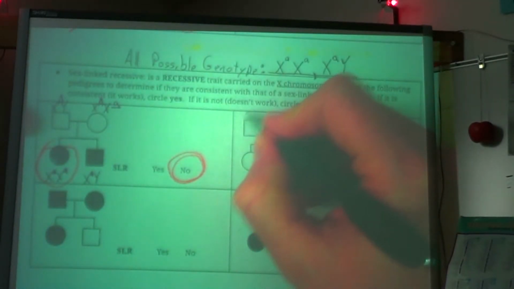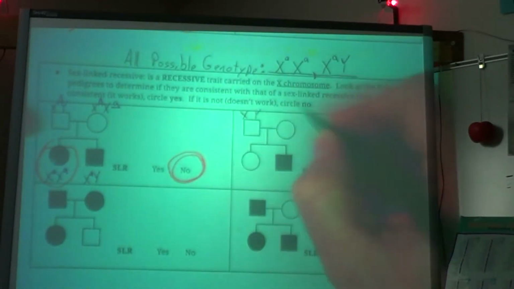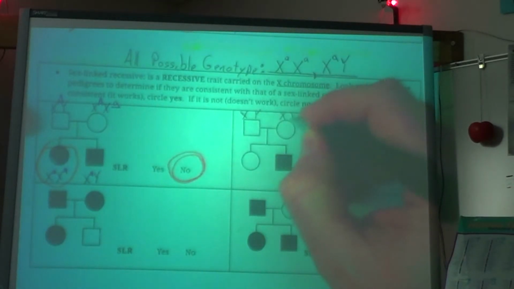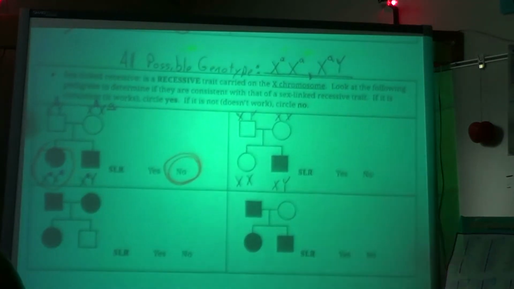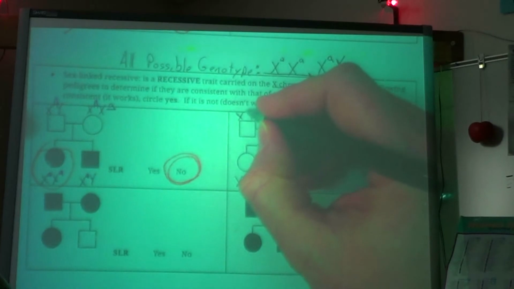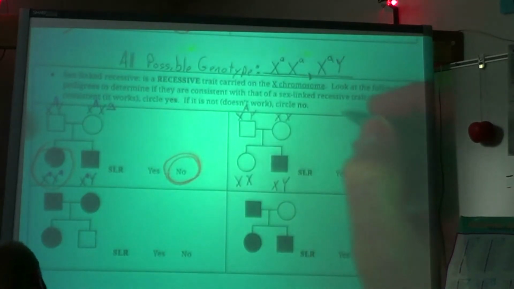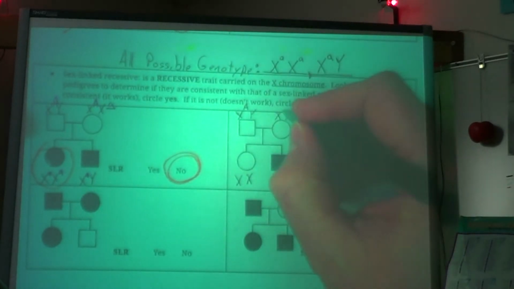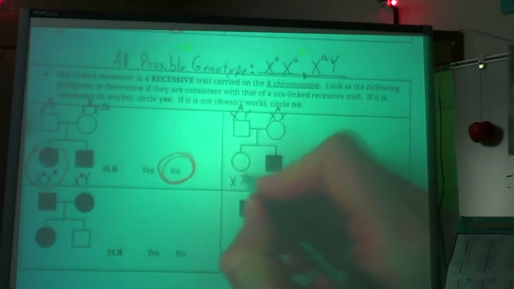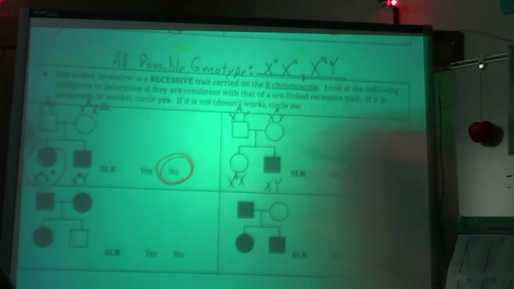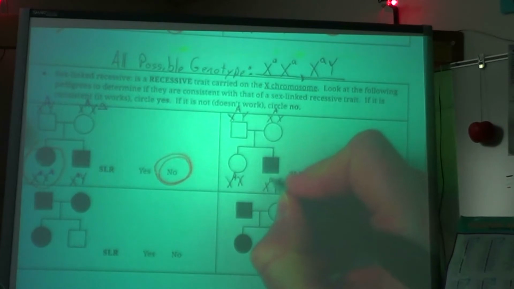So let's do this next one. I'll try to keep moving. Does Dad have the trait or not have the trait? Doesn't, so is he X big A or X little a? Big A, because he has the dominant trait, not the recessive. Mom does or doesn't have the trait? Doesn't, so she must be X big A something. Daughter, does she have the trait or not? Doesn't, so she must be X big A something. And the son does have the trait, so he must be X little a Y.